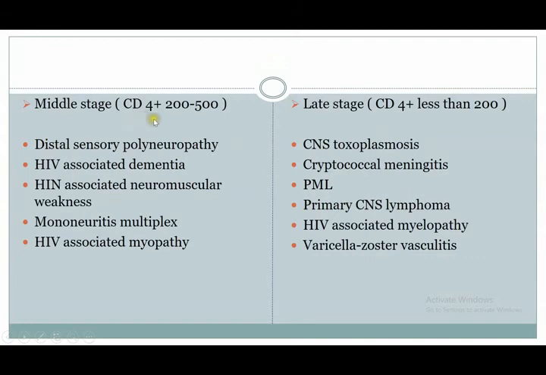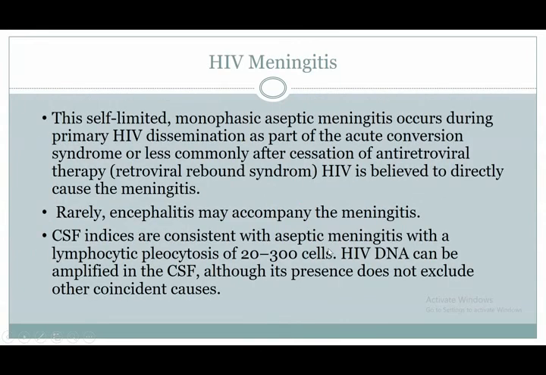In the middle stage, when the CD4 count is between 200 and 500, these conditions can be found to involve your nervous system. In late stages, a very serious stage, when the CD4 count drops less than 200, you may have very serious CNS infections as well as other conditions, like we discussed now: CNS toxoplasmosis, various fungal infections that we discussed, cryptococcal meningitis, progressive multifocal leukoencephalopathy, PML, primary CNS lymphoma, HIV-associated myelopathy, varicella zoster vasculitis.